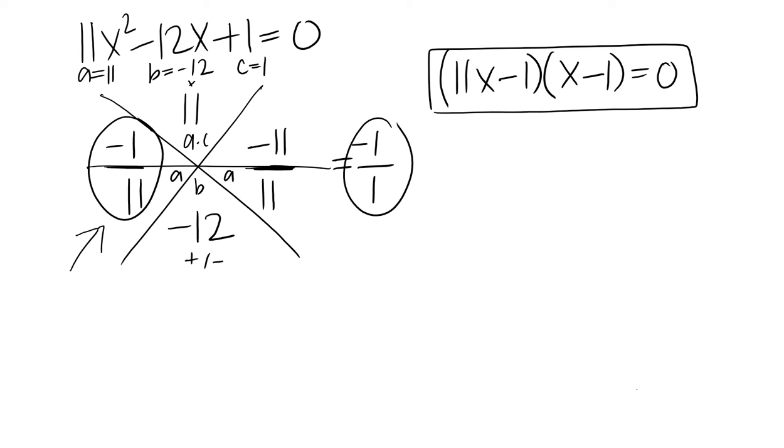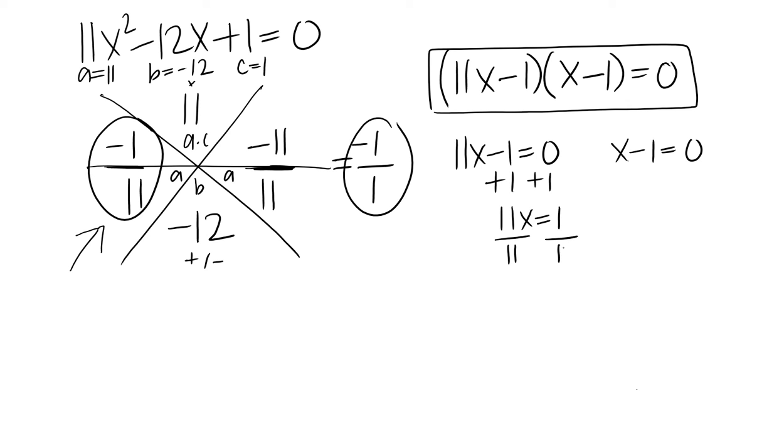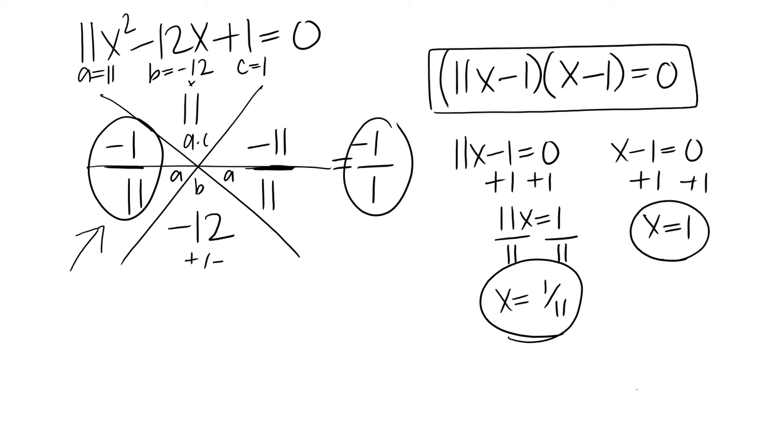Okay, so now to find the solutions, that's going to be the exact same as when we did it before. So using the zero product property, we know that either 11x minus 1 needs to equal 0, or x minus 1 needs to equal 0. And that will give me my two solutions. So for the first equation, I can just add 1, 11x equals 1, and then divide both sides by 11. So my first solution would be x equals 1 over 11. And then for the second one, it's a little bit simpler, just a one-step equation. I would get x equals 1 as my final answer.